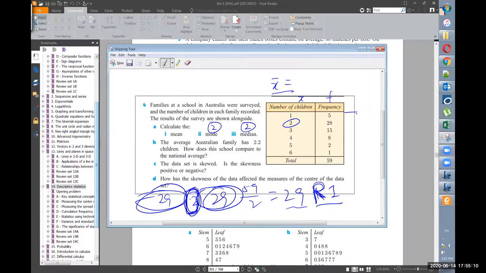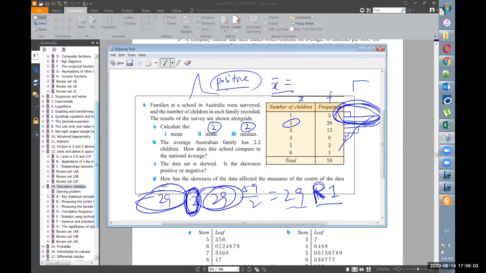Over here you have 5, and then suddenly you have 28. Okay, my 5 is too big. And you have your 15, so it should be slightly more than half. Then you have 8, then 2, and then 1. If this is the middle, can you see that it's skewed towards this side? So it's skewed to the left, which means it's a positive skew.